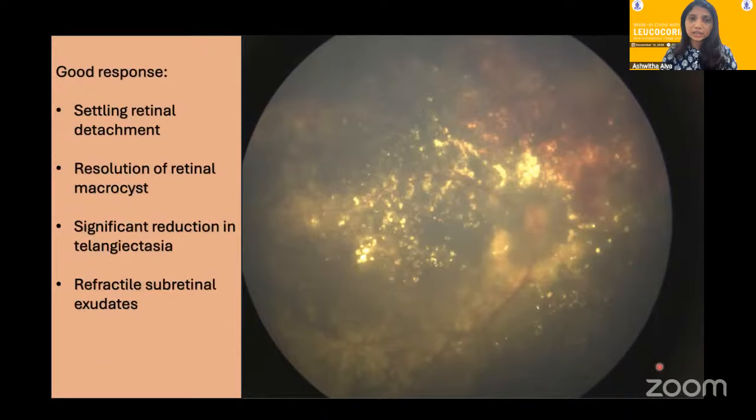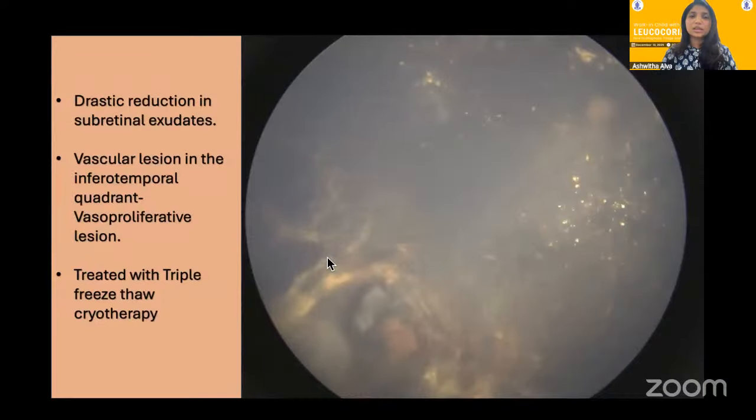The patient had an excellent response showing settling down of retinal detachment, complete resolution of the retinal macrocyst, and significant reduction in the retinal telangiectasia. The diffuse retinal exudate settled down to refractile focal exudates. This was an image about a year later where there is drastic reduction in the subretinal exudates. However, a vascular lesion in the inferotemporal quadrant was seen, suggestive of a vasoproliferative lesion. This was further treated with triple freeze thaw cryotherapy.